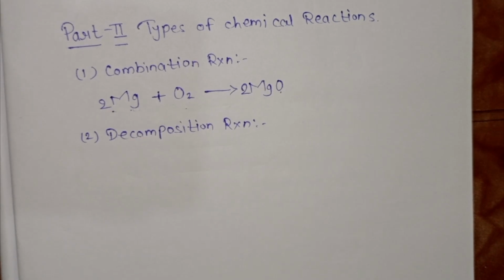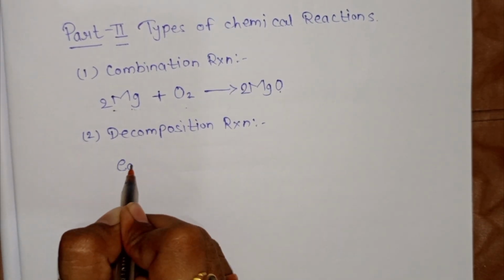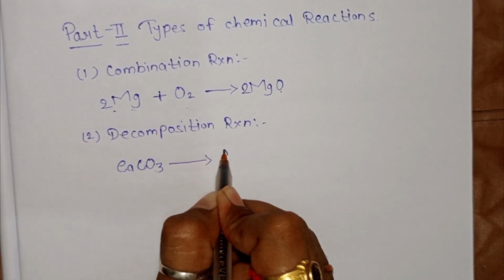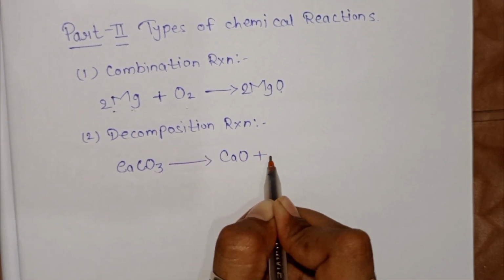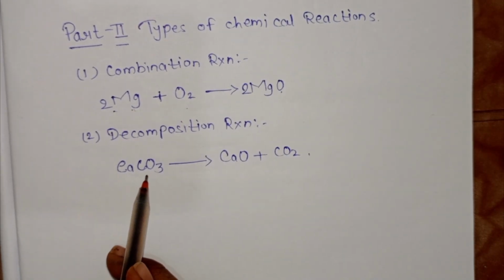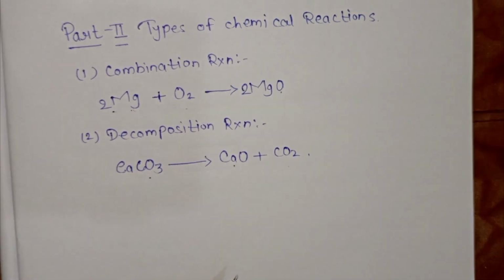Decomposition reaction. Think of this as the opposite of a combination. In this reaction, a single substance breaks down into two or more simpler substances. Here is an example of calcium carbonate, CaCO3, breaking down to form calcium oxide and carbon dioxide. When calcium carbonate is heated, it breaks down into calcium oxide and carbon dioxide. This is an example of a decomposition reaction.